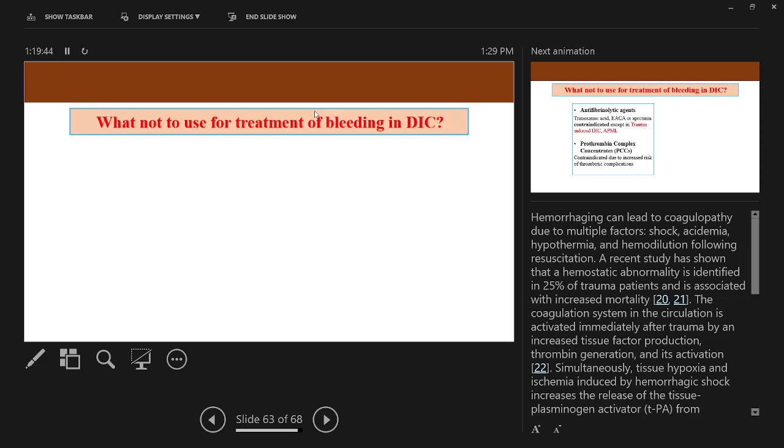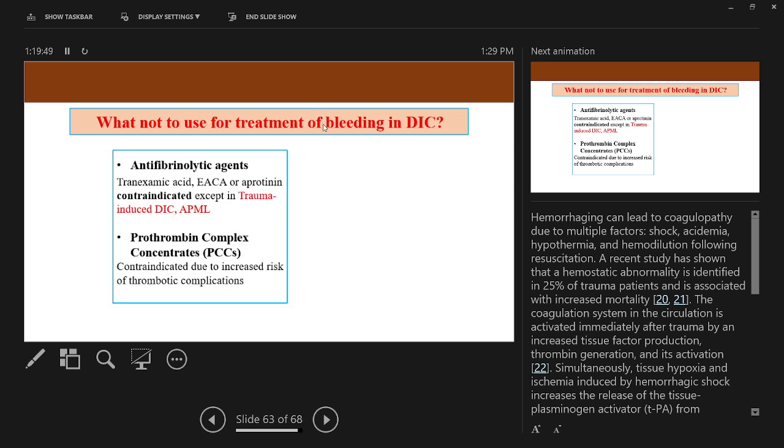So, what not to use for the treatment of bleeding in DIC? Till now, we have discussed what can be used. Antifibrinolytic agents and prothrombin complex concentrates are both contraindicated in DIC because they increase the risk of venous thromboembolic episodes in acute DIC patients. But there are certain conditions in which antifibrinolytic agents can be used, such as trauma-induced DIC, APML, and all the causes of the hyperfibrinolytic, enhanced fibrinolytic type of DIC.